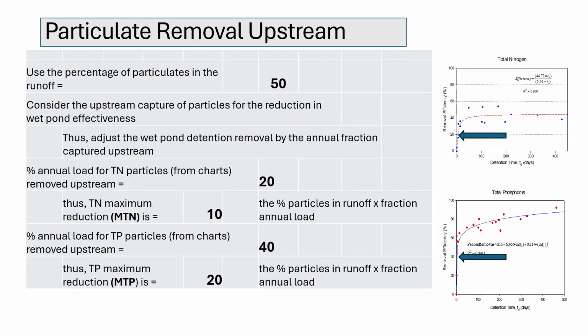If we assume that 50% of these total nutrients are carried in the particulate form, and we manage to remove all of these particulates upstream, before the pond, then the maximum potential reduction in the pond's overall effectiveness would be about 10% for total nitrogen and 20% for total phosphorus. This highlights the significant impact that upstream particulate removal can have on downstream treatment efficiency.